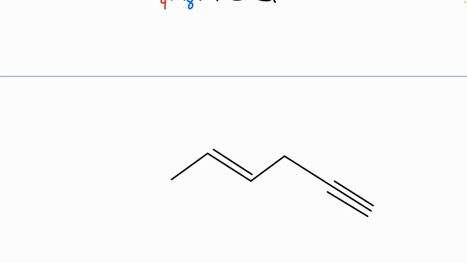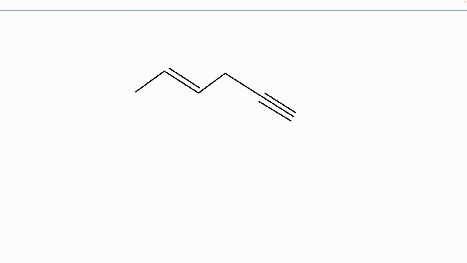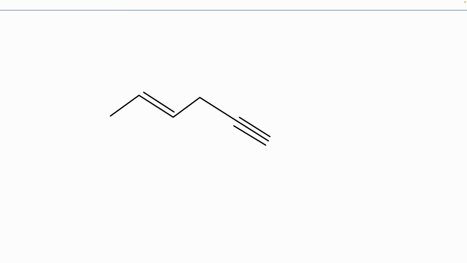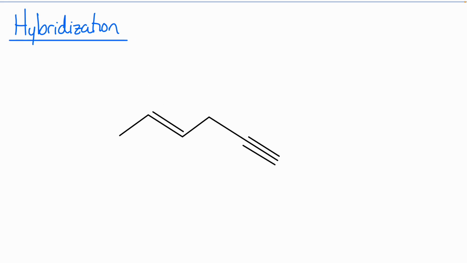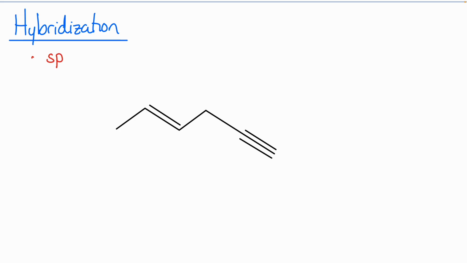Cool. All right. So now we're going to move on. Looking at this molecule here, let's remind ourselves we should be able to look at a molecule and look at each atom and determine its hybridization. All right, so I want everybody to identify all the sp hybridized carbons, the sp2 hybridized carbons, and then finally the sp3 hybridized carbons.